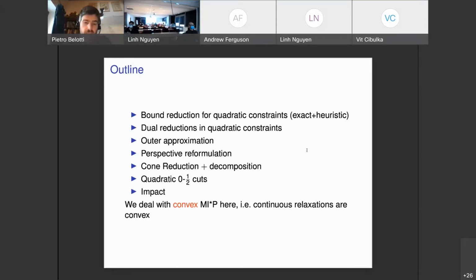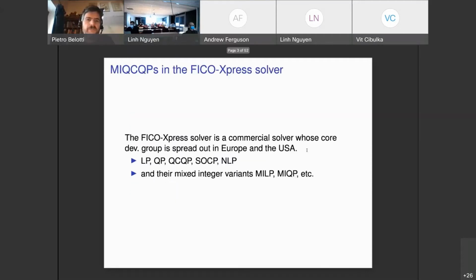And let me remind once again that we are only dealing with convex MIQCPs and MISOCPs. That is, we do have mixed integer problems. So some variables are discrete, binary or integer. Some other variables are actually continuous. But the constraints are either linear or convex and quadratic. That obviously includes second-order cone constraints.